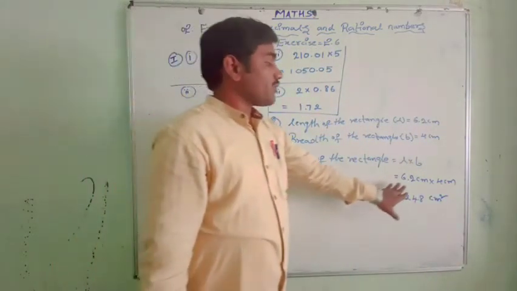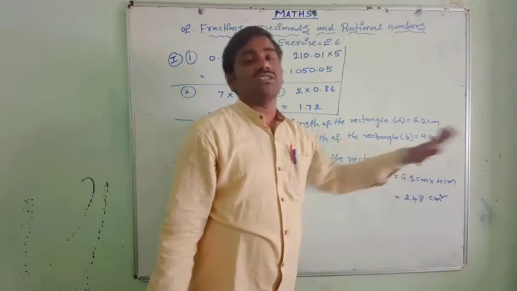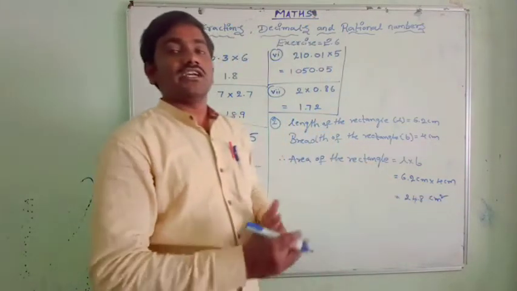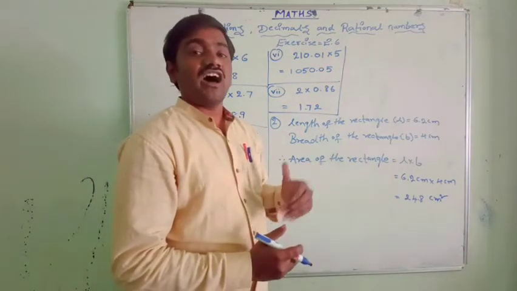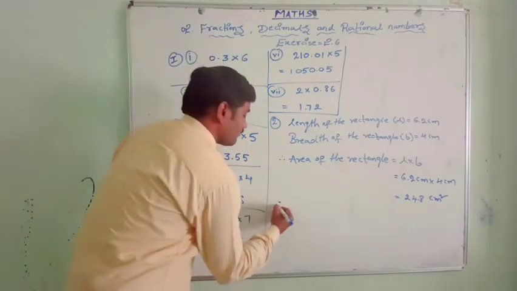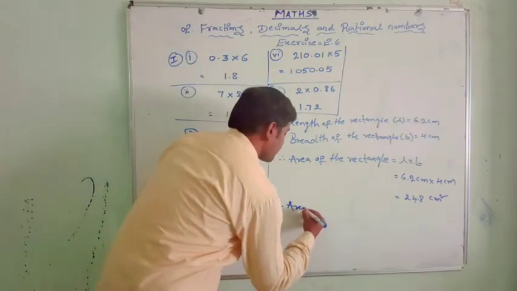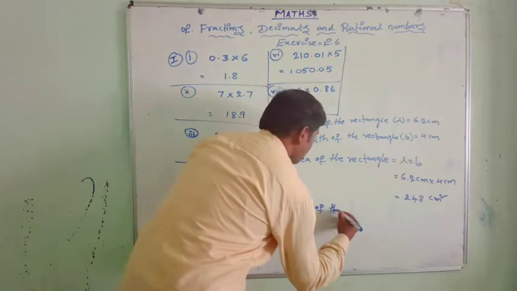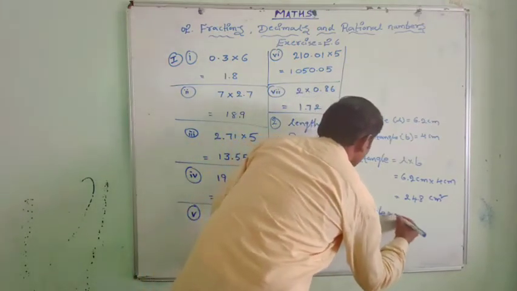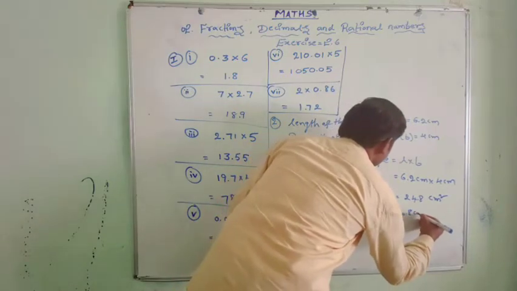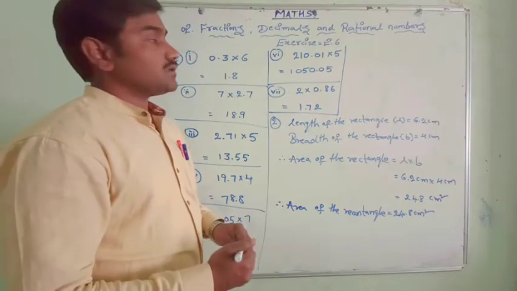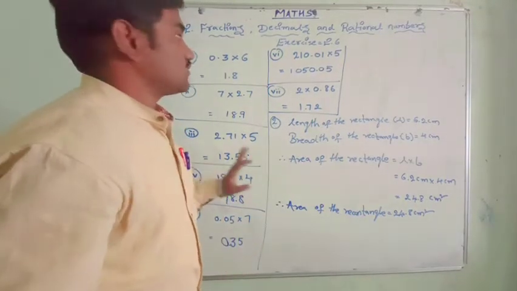So when you are multiplying, you have to multiply the units also. Here centimeter and centimeters are the units. Centimeter into centimeter, centimeter square or square centimeter. So this is the area of the rectangle. Therefore, area of the rectangle is equal to 24.8 centimeters square. So I hope you understood this first bit and second question.